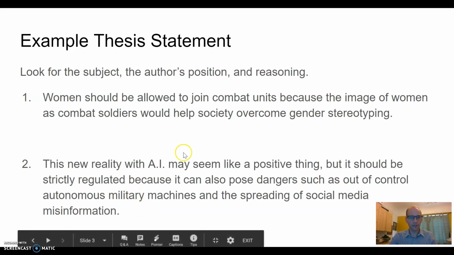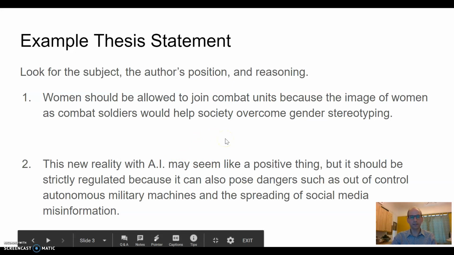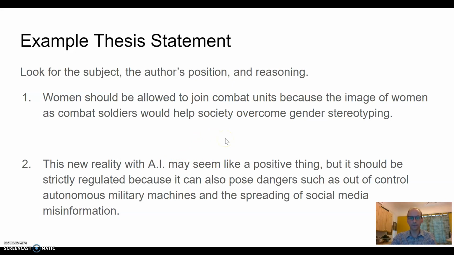We'll take a look at the second example as well to further illustrate these elements. This sentence reads, "This new reality with AI may seem like a positive thing, but it should be strictly regulated because it can also pose dangers such as out-of-control autonomous military machines and the spreading of social media misinformation." As you can tell just by a glance, this thesis statement is a little bit longer and a little bit more complex in that it's acknowledging the other side of the argument.